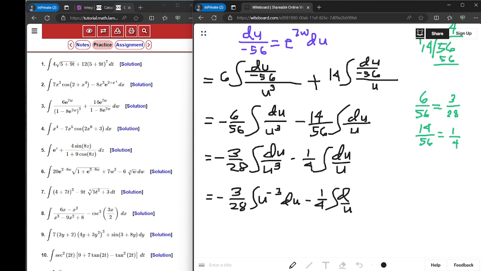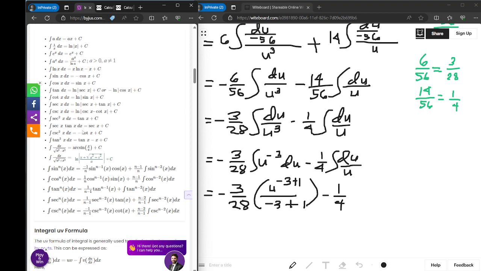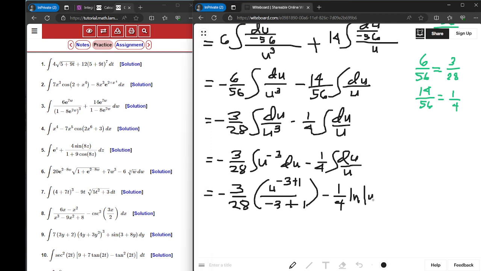So this is du over u. Evaluating the integrals, the result will be u to the negative 3 plus 1 over negative 3 plus 1, minus 1 over 4 du over u. The result is ln, the natural logarithm, since we have 1 over x, just like this. Now that's du over u, so the result is ln of u. And we shouldn't forget to add plus c.